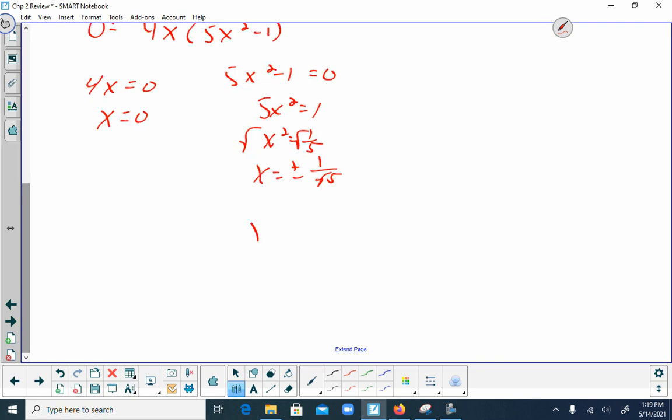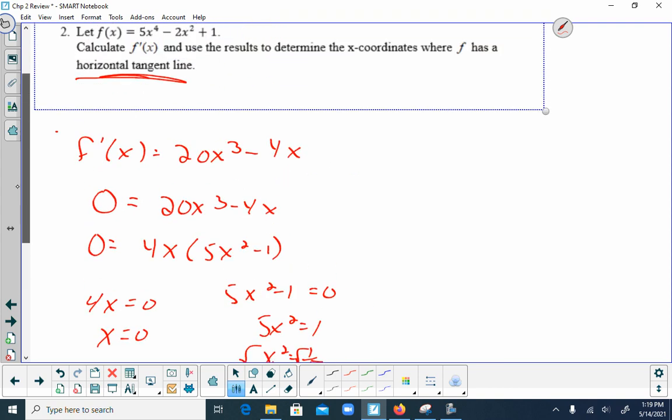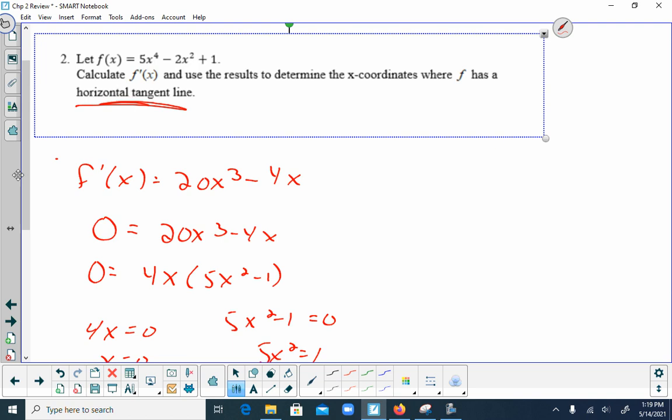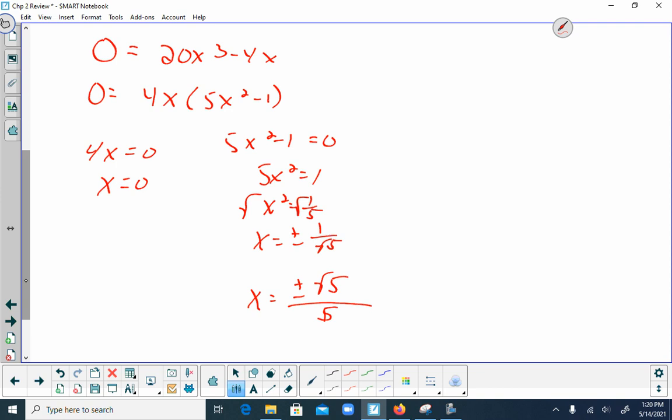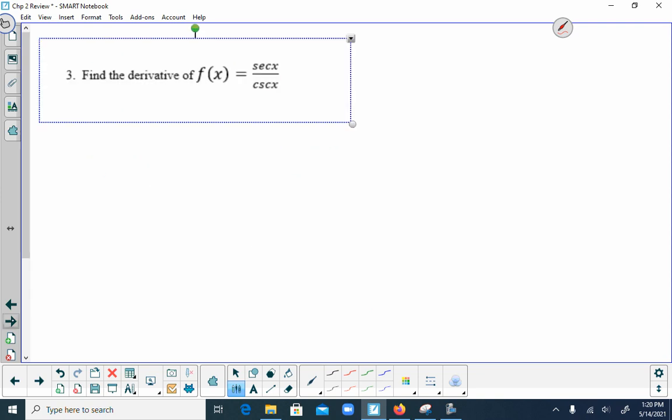Of course, I rationalized, so plus or minus the square root of 5 over 5. My bad. I'm going back up to check it, and it just wants the x values, so I'm done. If it didn't want the x values, if it wanted the ordered pair or the points, I would have to substitute these back in. Number 3, find the derivative.